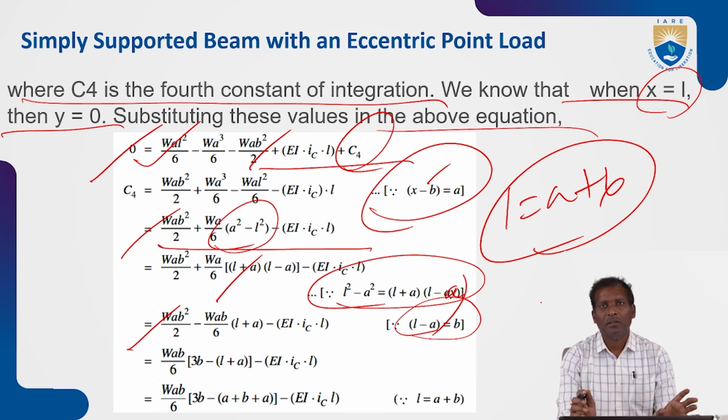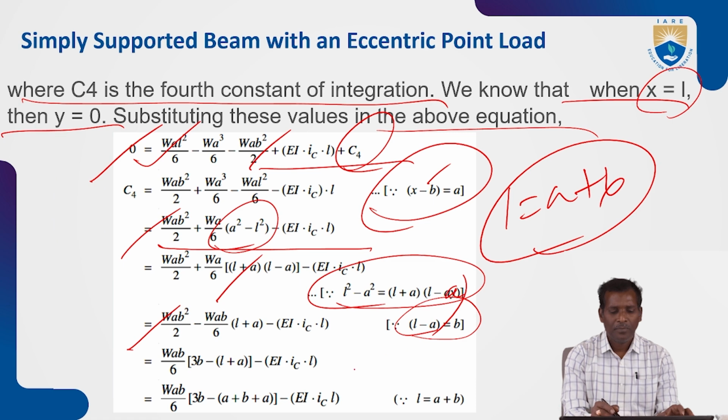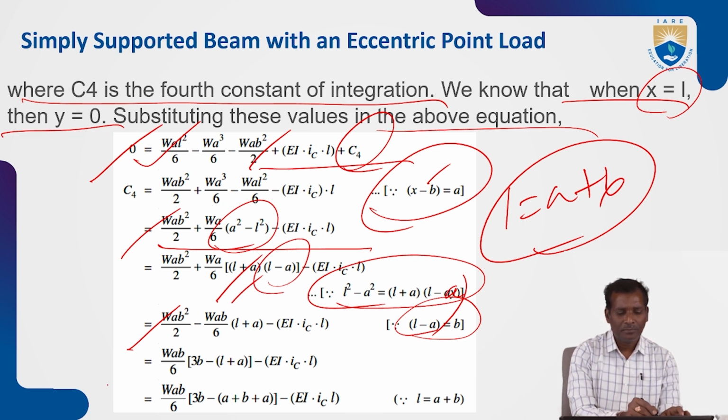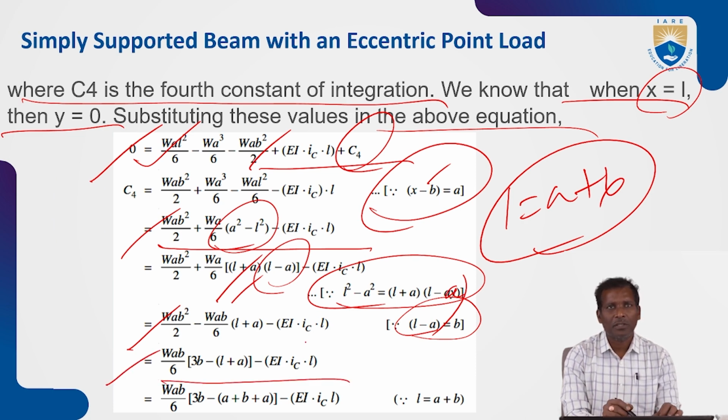As shown in the figure, L is the total length of the beam. Now substitute in place of L minus a, B, since L minus a is equal to B. So that's why you can write WaB by 6 into 3B plus L plus a, minus EI into theta C into L. Again, write the above equation like this: WaB by 6 into 3B minus L plus a, minus EI into theta C into L.